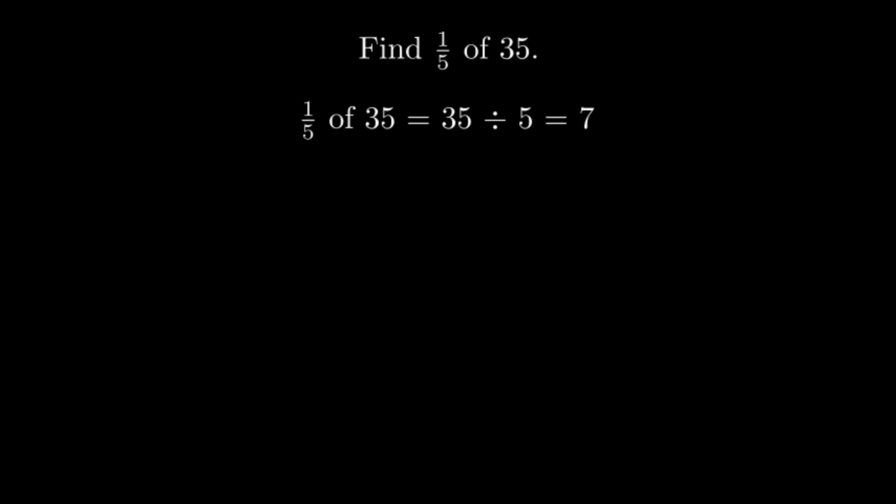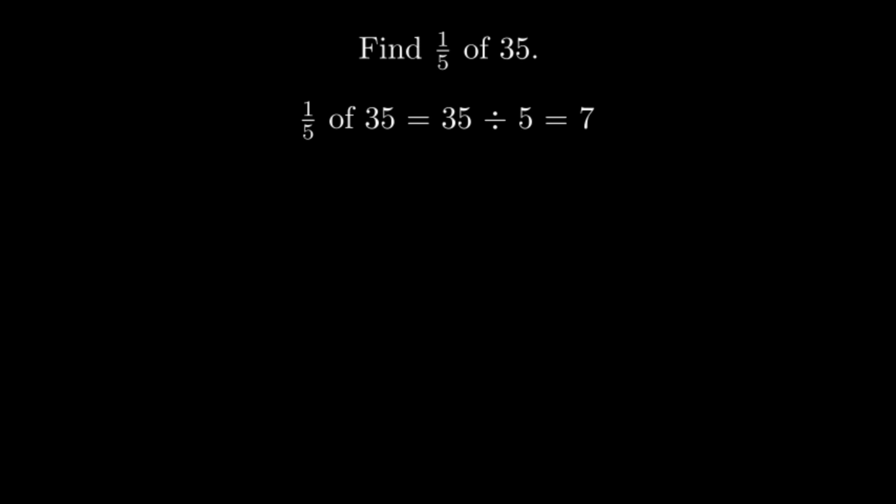Now, let's see how to find a fraction of a quantity. In this scene, you will learn how to calculate the value of a fraction of a whole number. Let's look at an example. Suppose we want to find 1/5 of 35. This phrase, 1/5 of 35, means we need to divide 35 into 5 equal parts and find the value of one of those parts. So we calculate 35 divided by 5, which gives us 7. Therefore, 1/5 of 35 is 7.